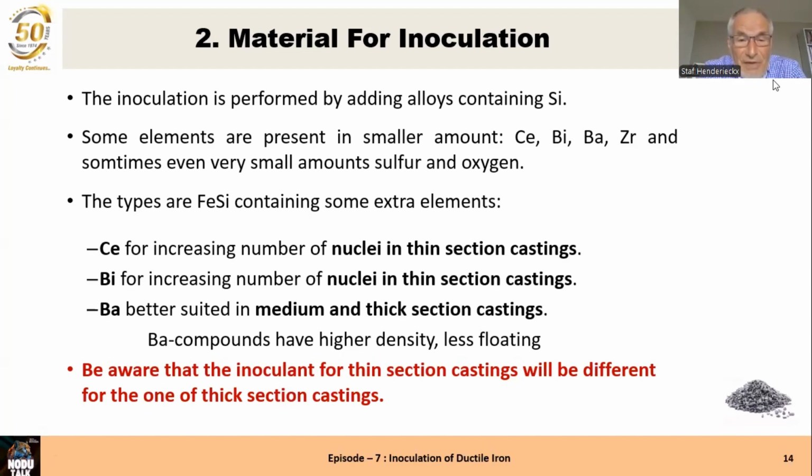The types of ferrosilicon containing some extra elements: the cerium we mostly use for having good nuclei in thin section casting. Bismuth is the same, increasing the number of nuclei in thin section cast. Barium is better suited for medium and thick section cast. Why? We will see it later. Barium components have a higher density and will float less. That means less fading.